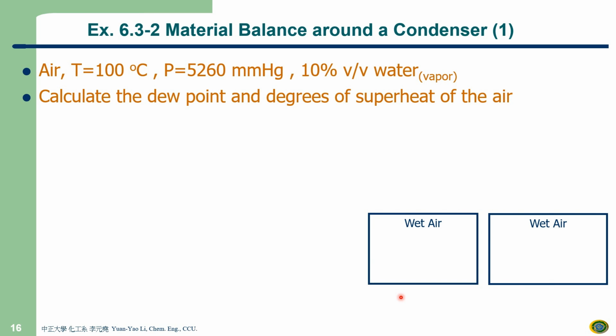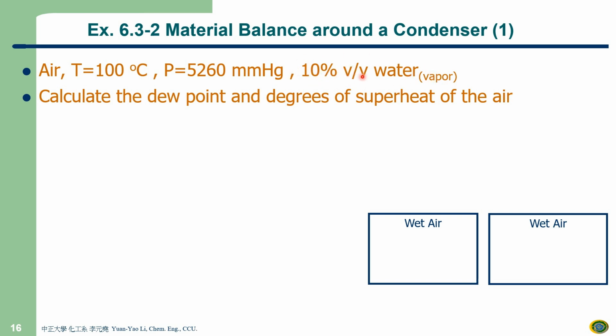Right, so this is an example. This is an example which is very important. I want you to work with me. So the first one is that the material bends around a condenser. Remember the condenser? A condenser makes things condense, right? Okay, so this is the air. This condition is air, and you have water here. Temperature is 100 Celsius, pressure is 5,260 millimeter mercury. So the system in wet air is 100 Celsius and 5,260 millimeter mercury.